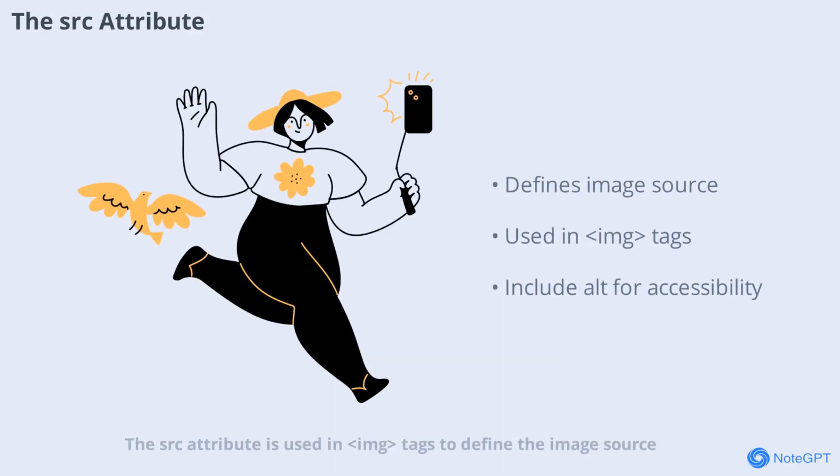The src attribute is used in img tags to define the image source. It tells the browser where to find the image file. Always include an alt attribute for accessibility, describing the image for users who can't see it.